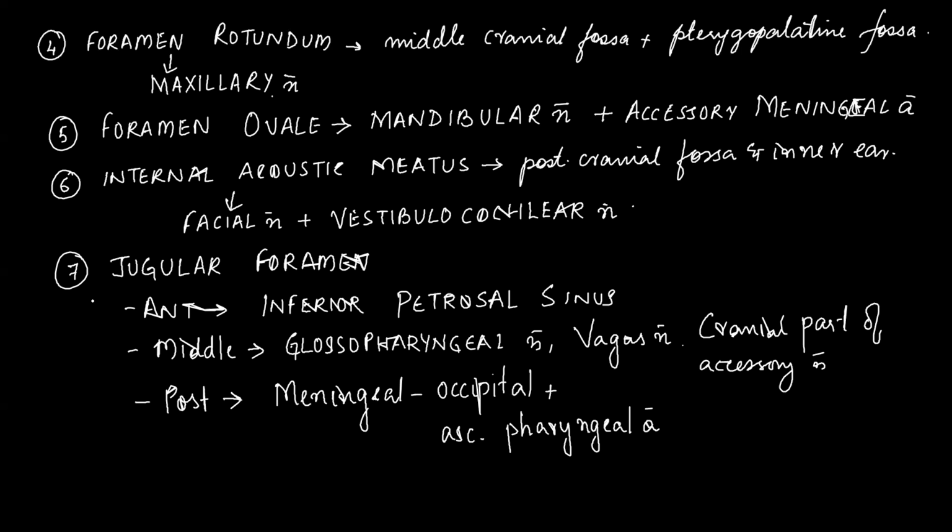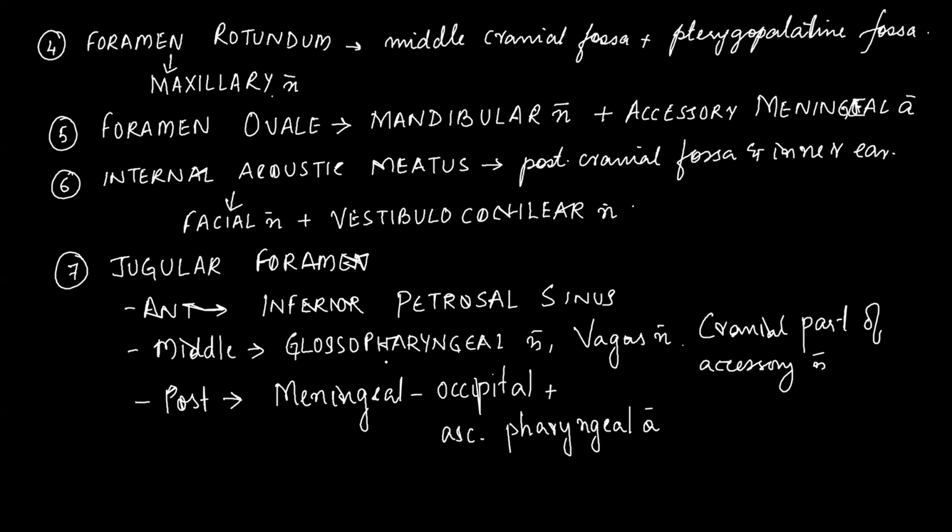So once again, I'll repeat, the jugular foramen has three separate compartments. The first compartment, that is the anterior compartment, contains the inferior petrosal sinus. The second one is the middle part. In middle compartment, it transmits the glossopharyngeal nerve, the vagus, and the cranial part of accessory nerve. Lastly, we have a posterior compartment. It contains the sigmoid sinus as well as transmits the meningeal branches of occipital and ascending pharyngeal arteries.